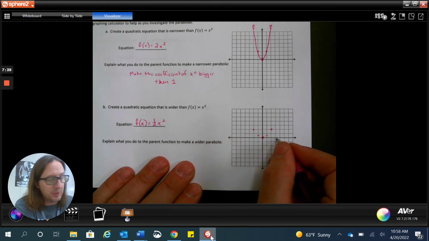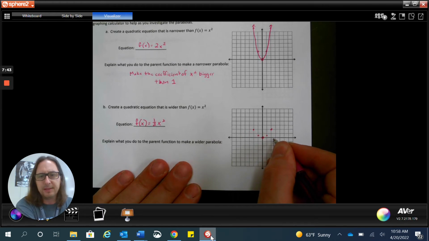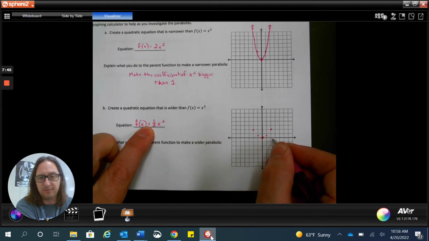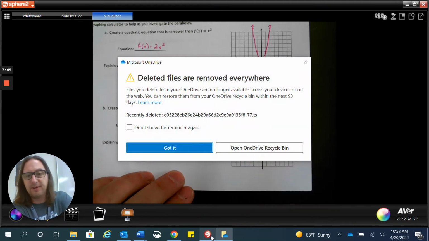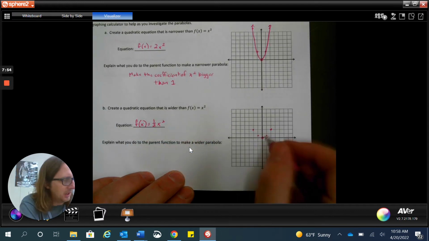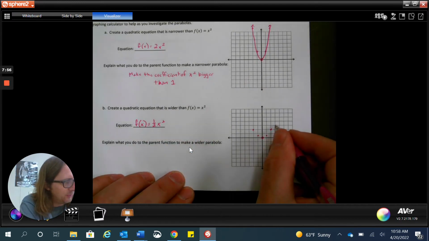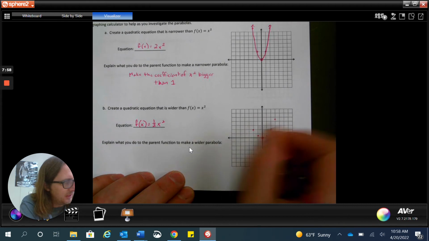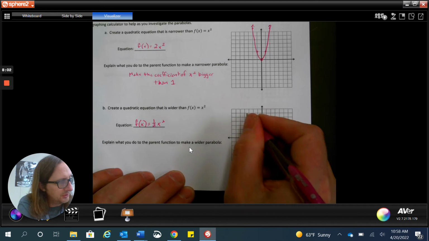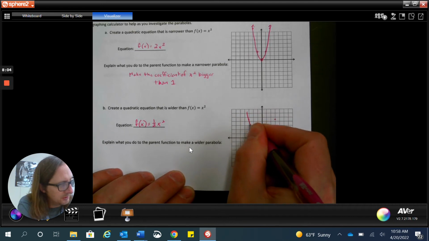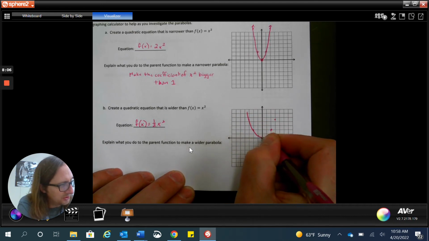Now, if we went over 3 on the parent function, we would go up 9 because we'd square it. But then this one has a 1/2 in front of it. So instead of going up 9, we'd go up half of 9, which is 4.5. All right, so this is 1, 2, 3, 4.5. And 4.5 over here, and there's our new function. So it's wider than the parent function.